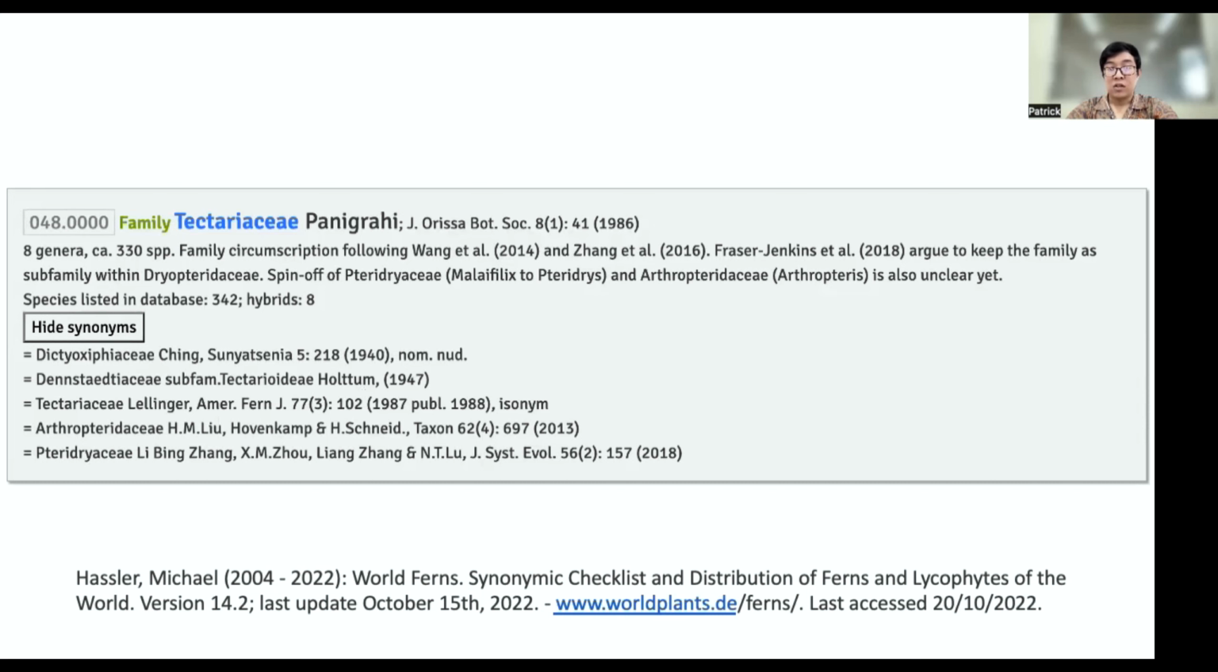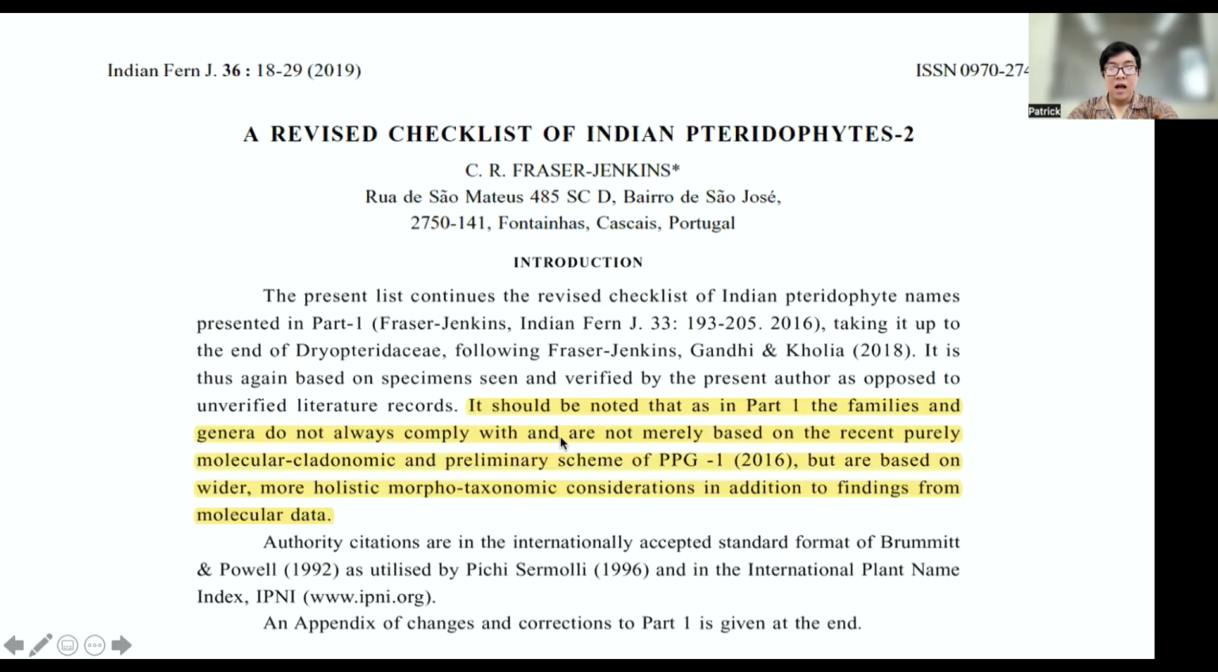So unfortunately, I do not have access to the literature of Fraser Jenkins et al. 2018. But generally, they do not agree with PPG 1. So according to Fraser Jenkins, it should be noted that the families and genera must be based on wider, more holistic, more taxonomic considerations, in addition to findings from molecular data.